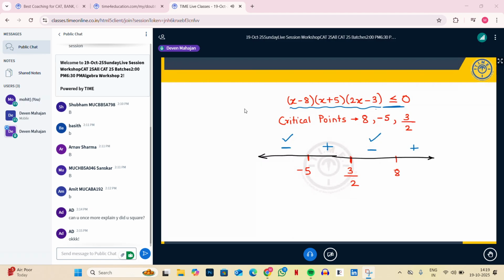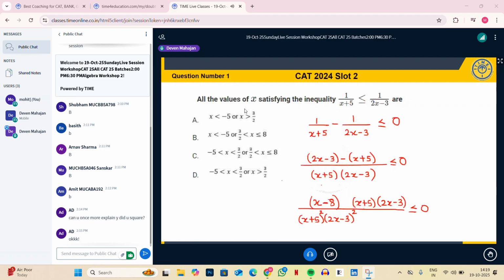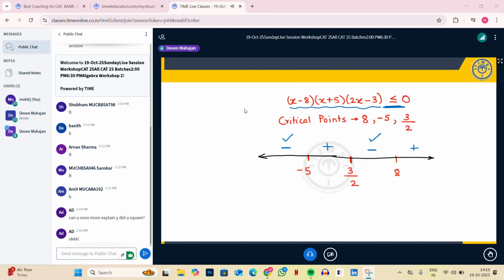Okay? Less than or equal to 0 का equal to 0 चलेगा means the critical points themselves are allowed. But be very careful. See, x plus 5 is in the denominator for the original expression. Original expression has x plus 5 in the denominator. So x cannot take the value -5. क्योंकि हमें पता है mathematics में denominator can never be 0. Similarly, 2x minus 3 cannot become 0. So x cannot be 3/2. So x cannot take those values because these denominators become equal to 0. So x cannot be -5, it cannot be 3/2, but it can be 8.